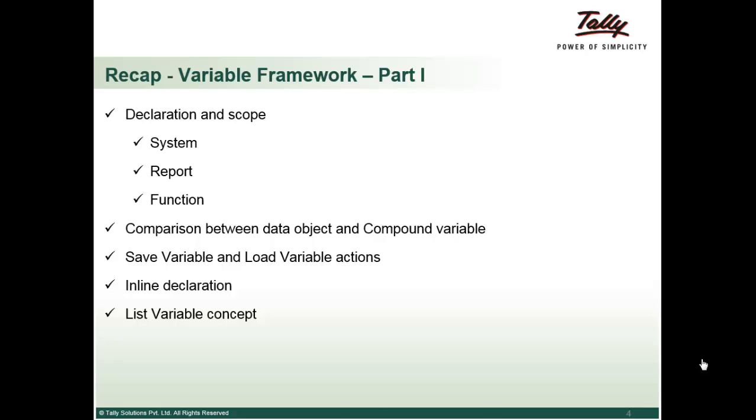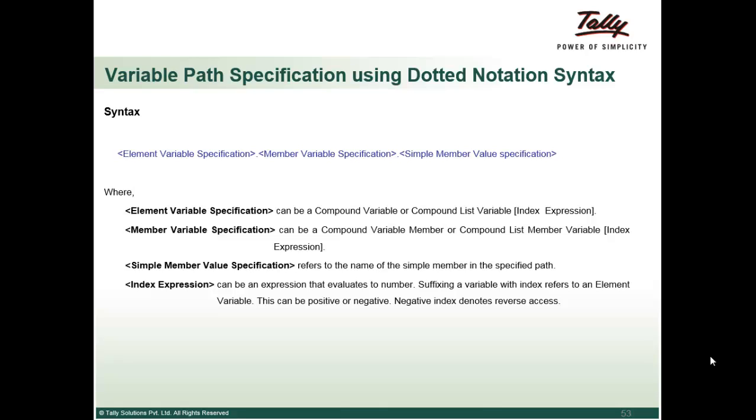Then we went to the concept of index, where we saw that whenever you add an element to your list variable, it will have an internally generated index, and it is consecutive in nature, like 1 2 3 4 5 6. So the indexing follows that nature. Next we saw how we specify the path of the variable using dotted notation syntax, where we give the element variable specification dot member variable specification dot simple member value specification. When your element variable specification or member variable specification are compound list variables, then you need to specify your index.